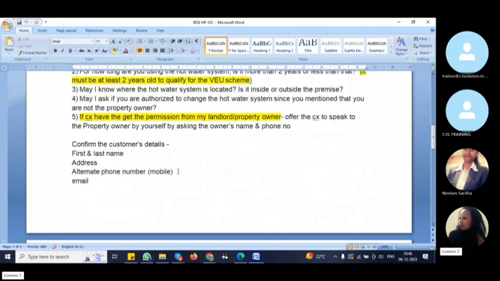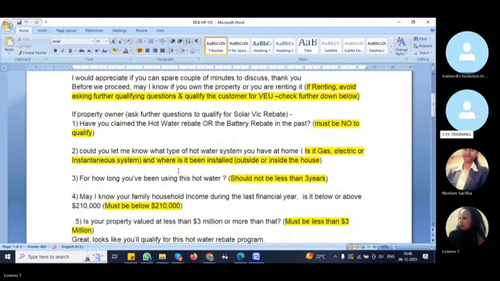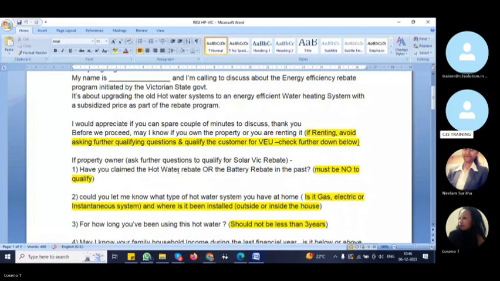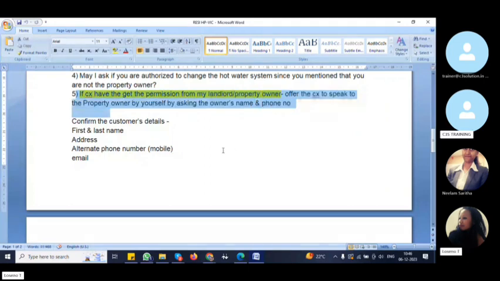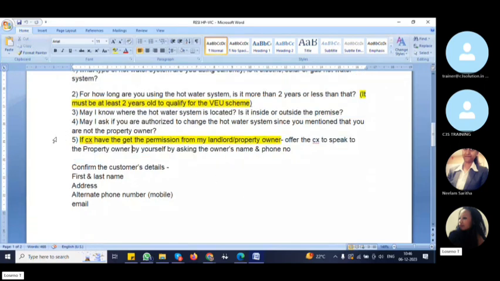Ma'am, a question. You said for VEU, if someone is not owning the house, if they are renting it, then we need to ask for the person who owns the house, right? The number, then we can call that person and ask the permission. Yes. And for solar, we don't have that option. We won't be calling anyone. If he's not the owner, we won't be accepting that, right? Yeah, for solar VEET rebate, if they're not the property owner, then they are not qualified for solar VEET rebate. Okay.